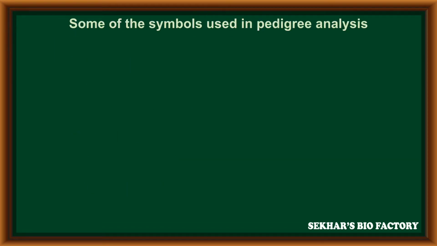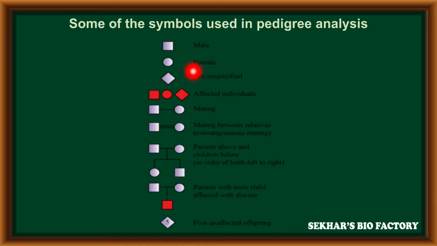Some of the symbols used in pedigree analysis are these. The square represents male, the circle represents female, and this shape indicates a sex unspecified individual. If the three symbols are filled with red color, that indicates these are affected individuals. A line between male and female indicates mating between male and female, or marriage. If a double line is there, that indicates mating between relatives, that is, consanguineous mating.